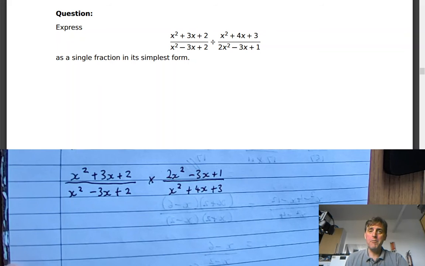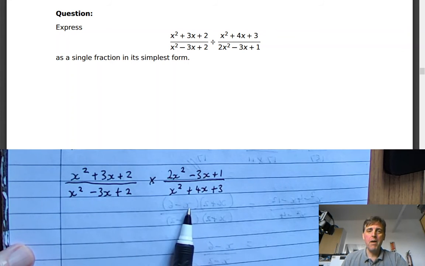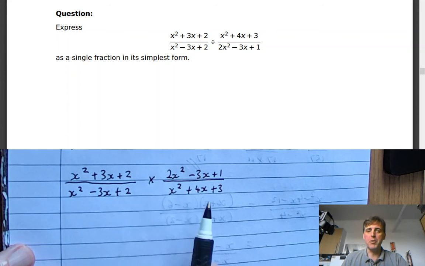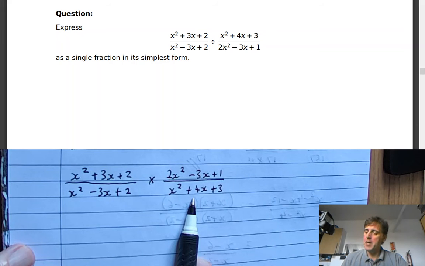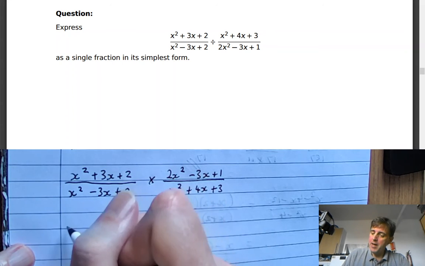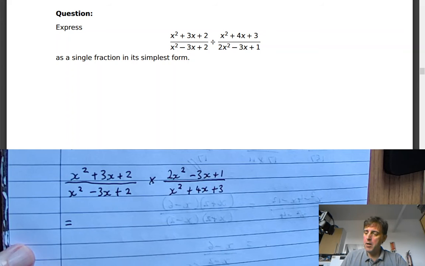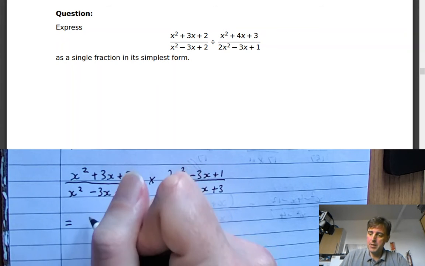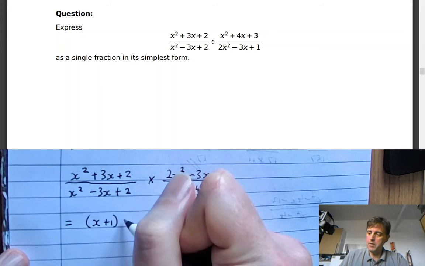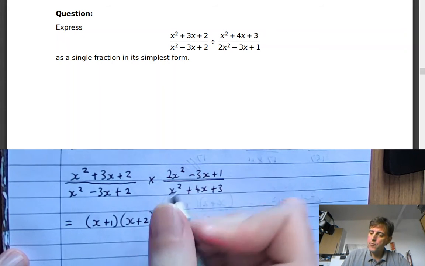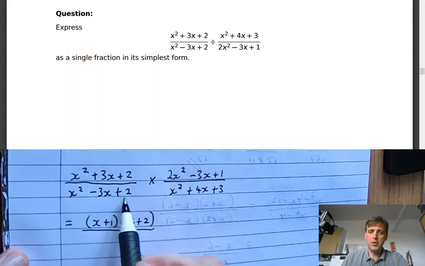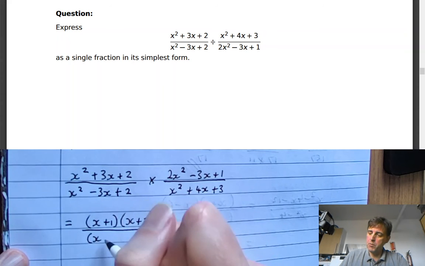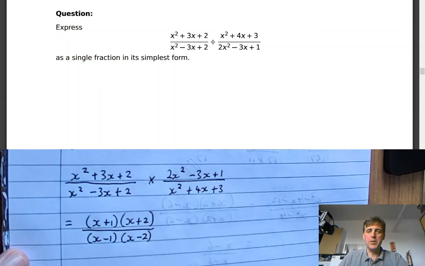Okay then, let's see how you got on. Do you agree with my answer here? So I've already made a start to write down my answer. All I've done so far is I've just changed the dividing to multiplying by the reciprocal. So what I want to do now is I want to see if I can factorize each of the things I've got here. The x squared plus 3x plus 2, I think we can say that's the same as x plus 1 times x plus 2. And then on the bottom of this fraction here, I think that becomes x minus 1 times x minus 2.